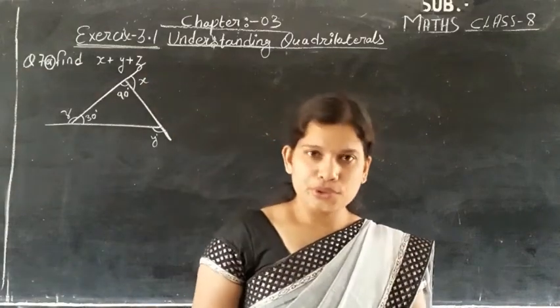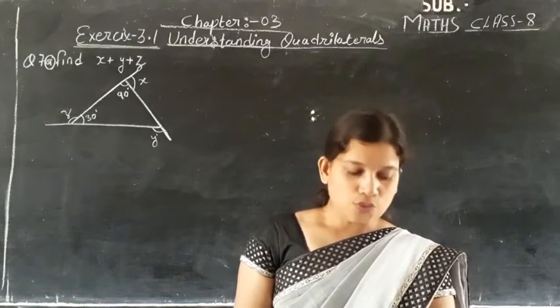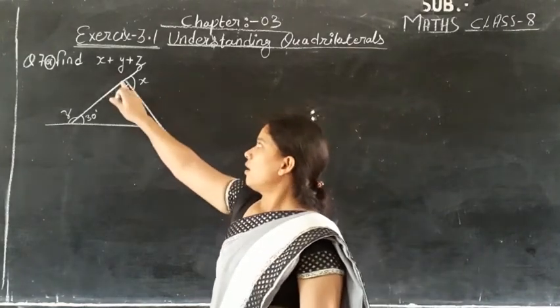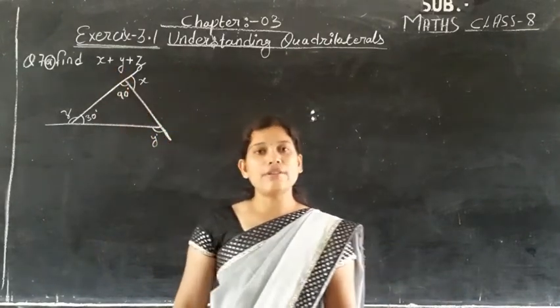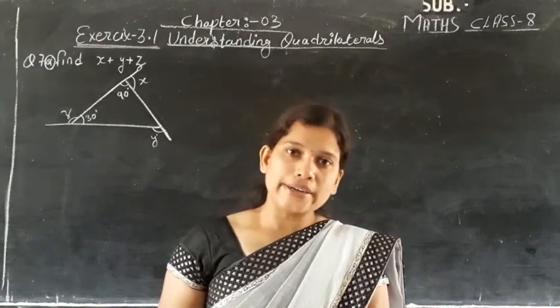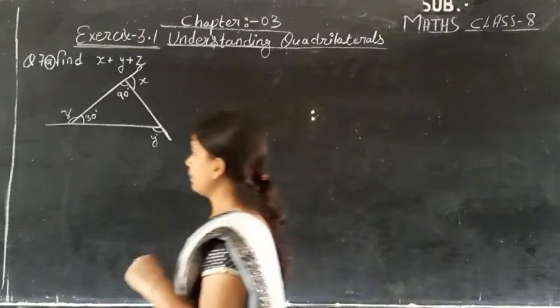Now, after doing question number 6, we are going to do question number 7. The question says find x plus y plus z. That means you have to find the values of x, y, and z, and then add their values. Okay, so look how to solve the question.